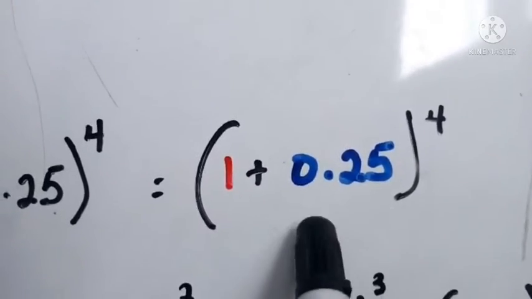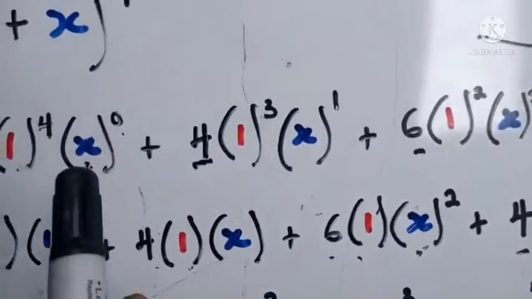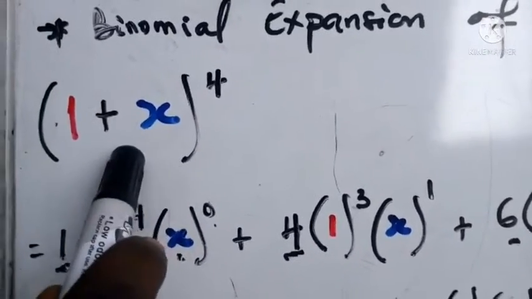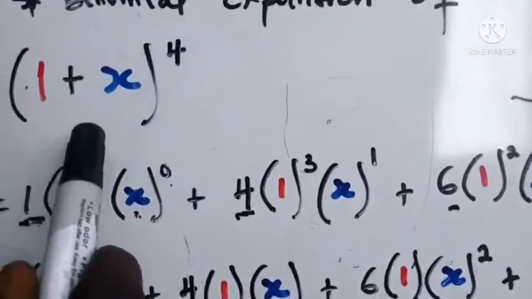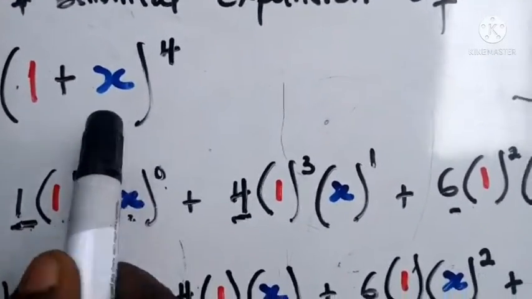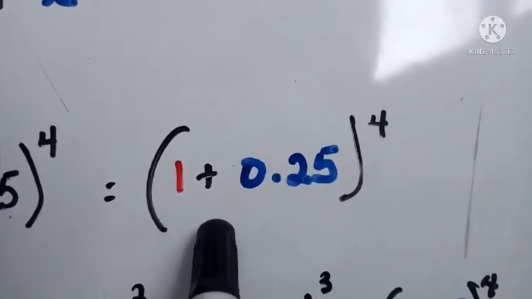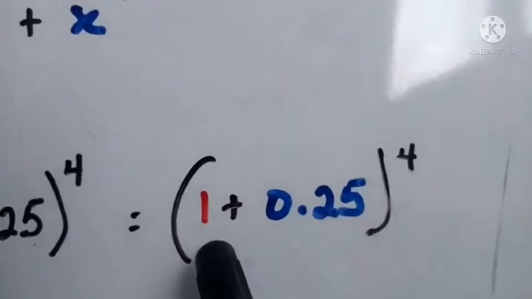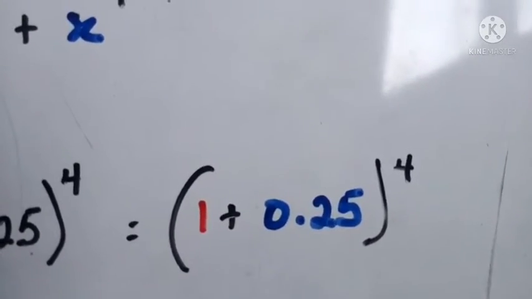The reason why we are doing this is that we want something that looks similar to what has been given to us, because we know the answer to this. We know the root to this. So once it looks like 1 plus something, we are free to go. That is exactly what we had here. So 1 plus 0.25. You can see that our 1 is a constant from the question, and then 0.25 will be our x.